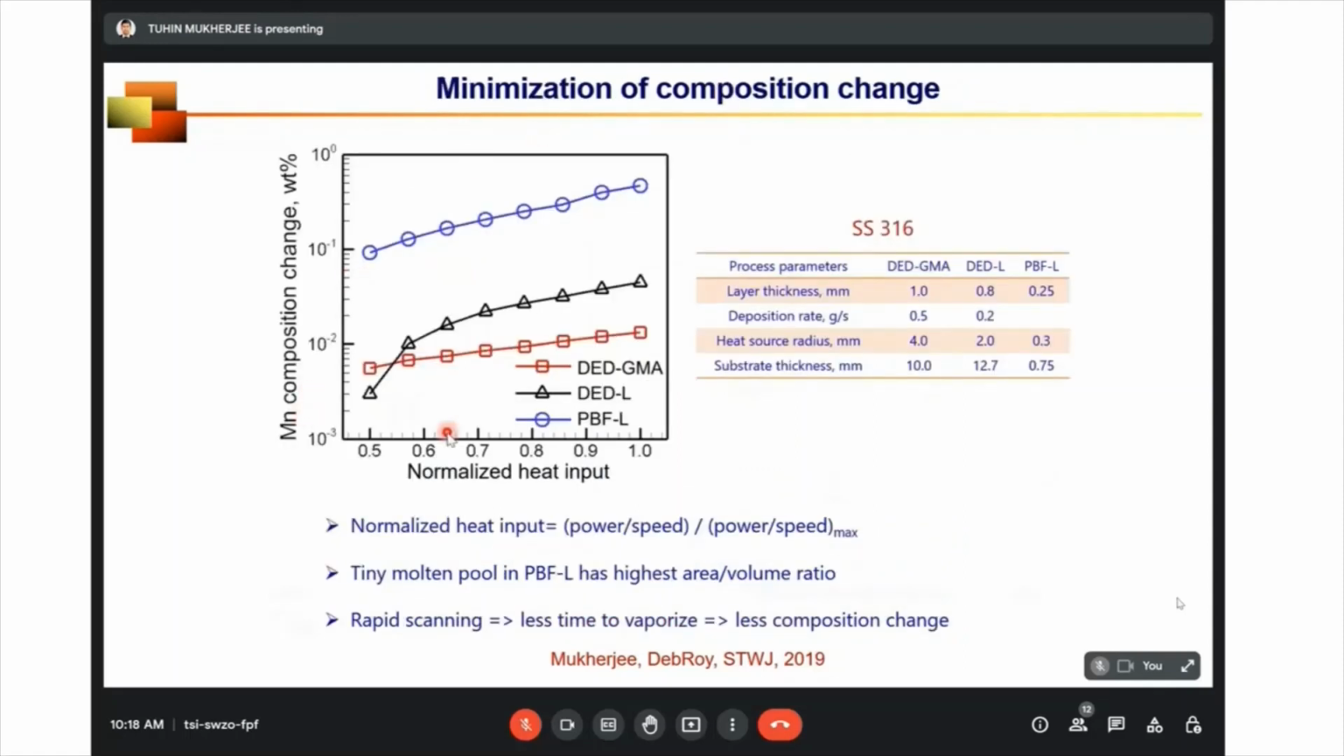How to reduce the composition change? We need to reduce the top surface area by volume ratio. And a very easy way to do it is by doing a proper selection of heat input. And it works for all three processes. So lower heat input means lower composition change. And this is very consistent across different alloys.